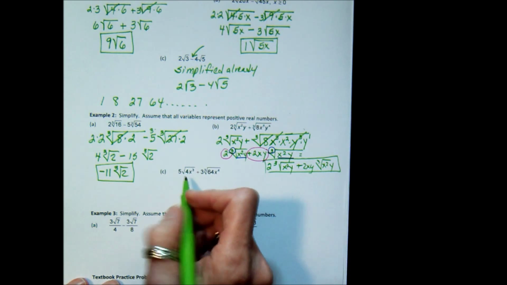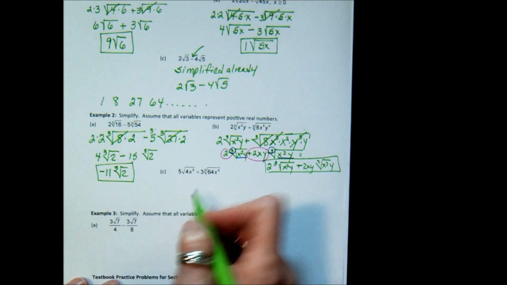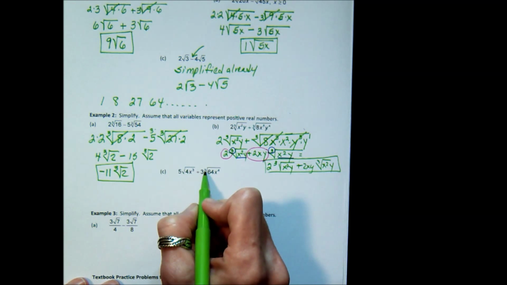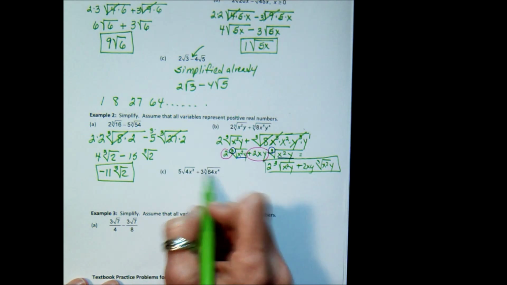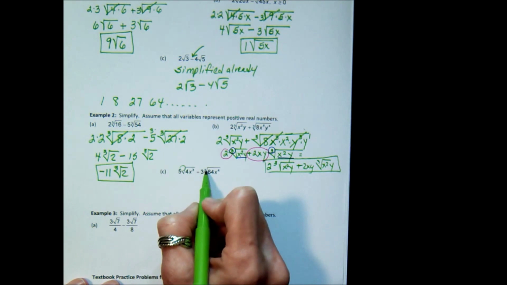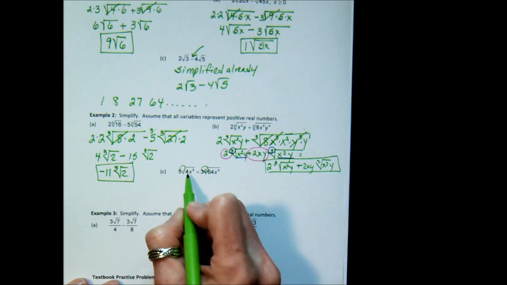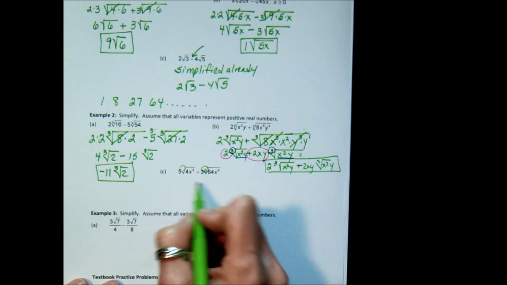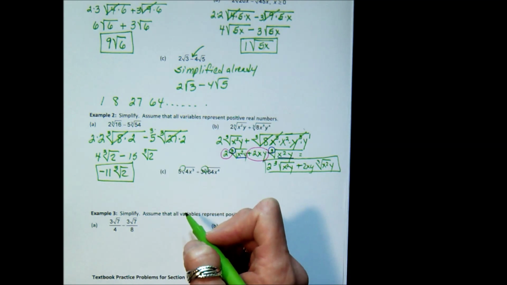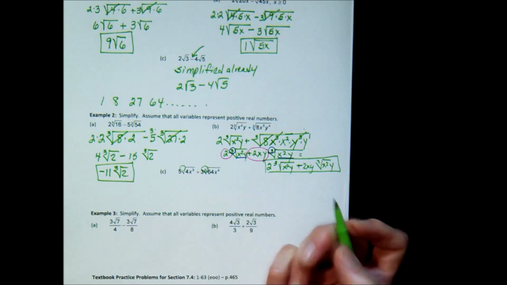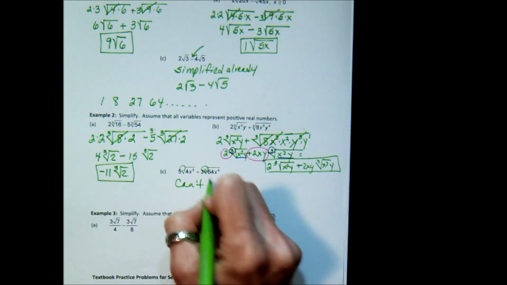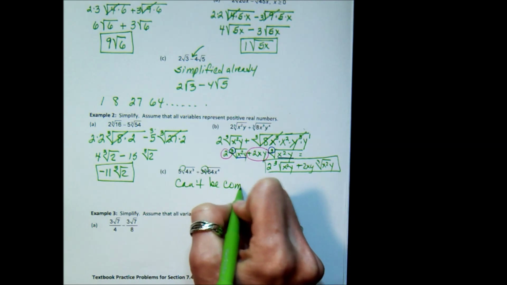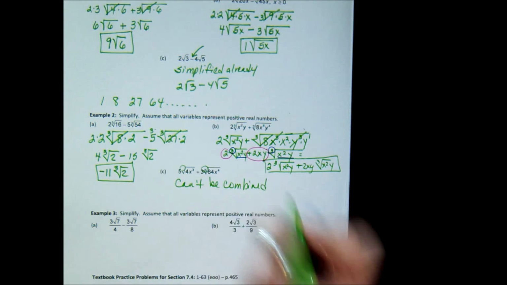Looking at this one, we're back to a square root here and a cube root here. So there's no reason to even break it down because the index doesn't match. So even if I could get the radicands to match, I can't combine them because of the index. So this one can't be done. Can't be combined. It's just as it is.